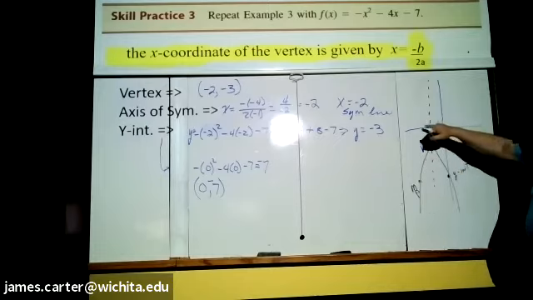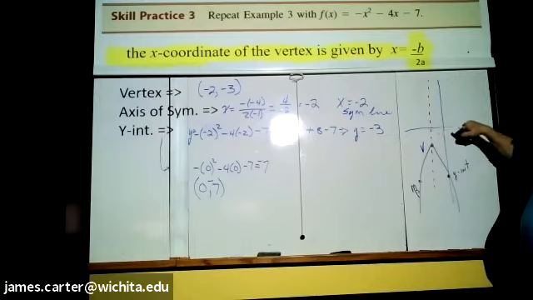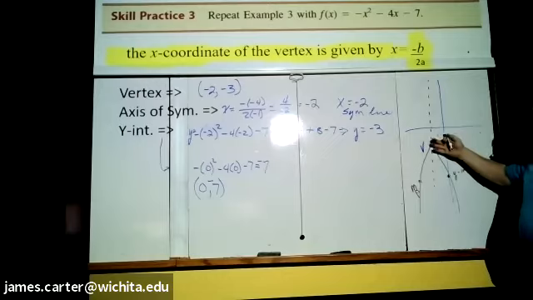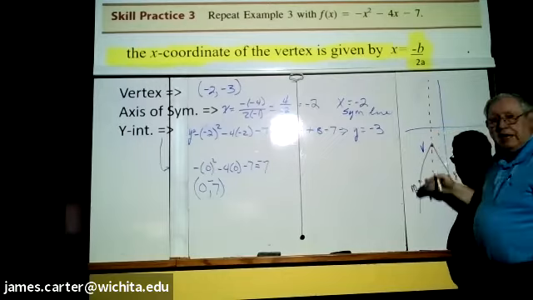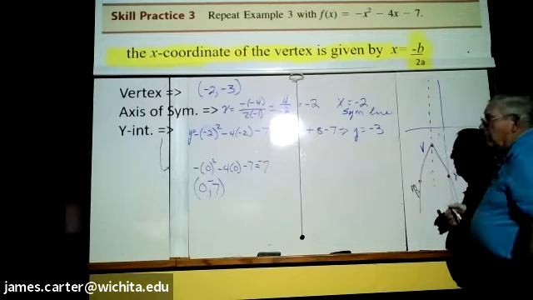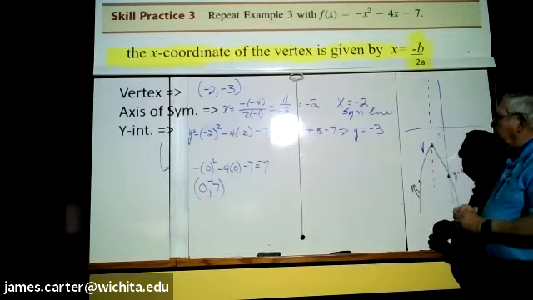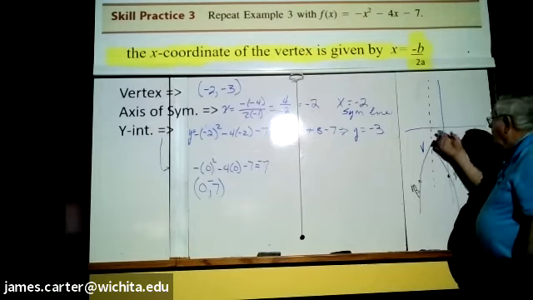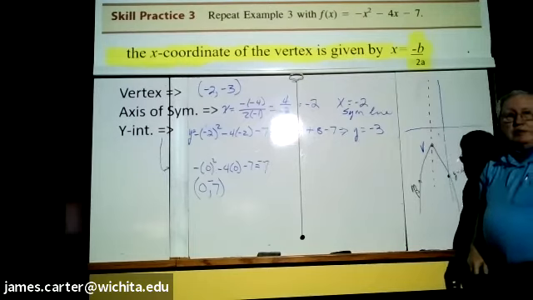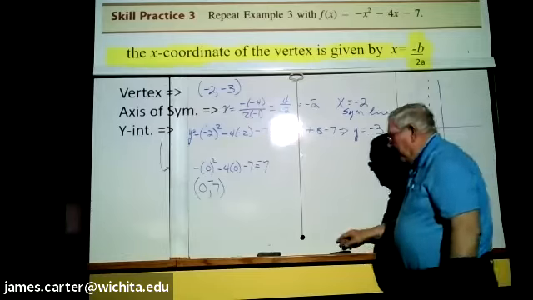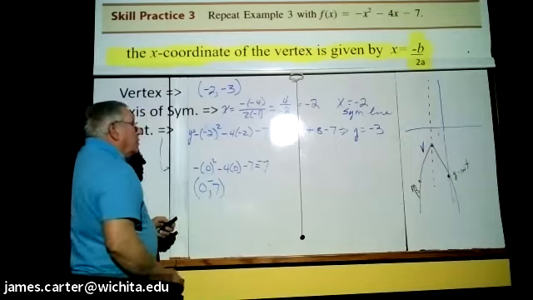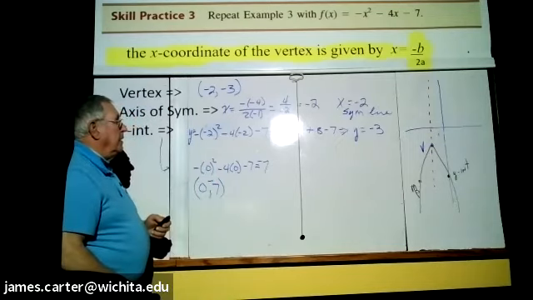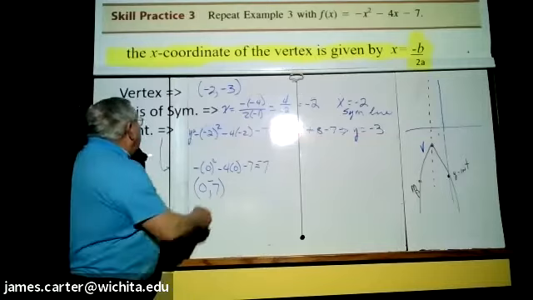Do we need to even try to find the x-intercepts? No, because there won't be any, because this thing opens downwards and it starts below the x-axis. So any x-intercepts would be imaginary numbers, I said that wrong. Okay. Erase.